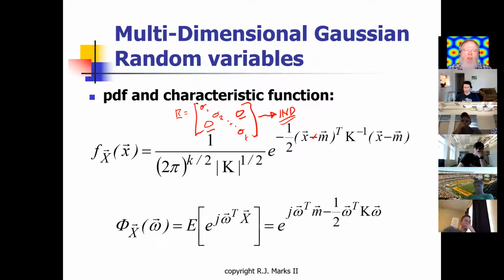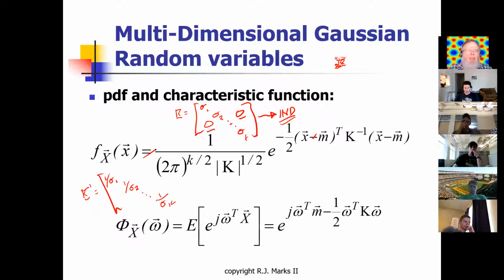Because if you have just a diagonal, then you can take this expression. What's K inverse? K inverse in this case would be 1 over sigma 1, 1 over sigma 2, all the way down to 1 over sigma K. And that would be zeros on both sides. But this would be the inverse of the autocovariance matrix.